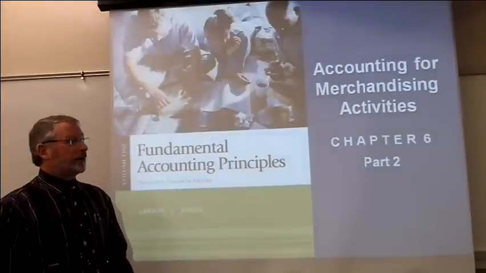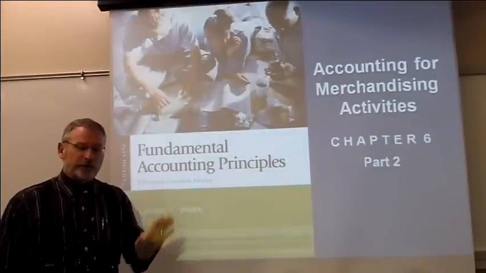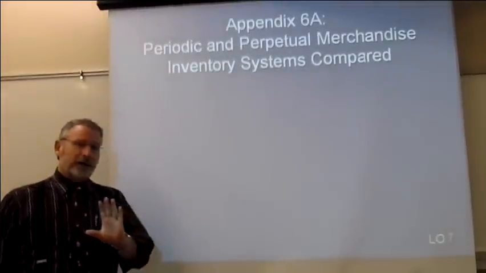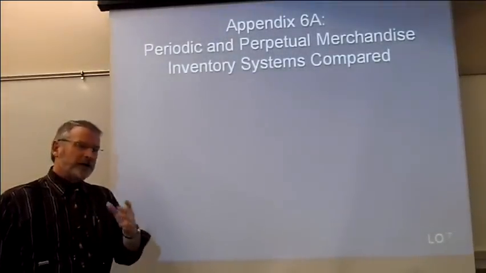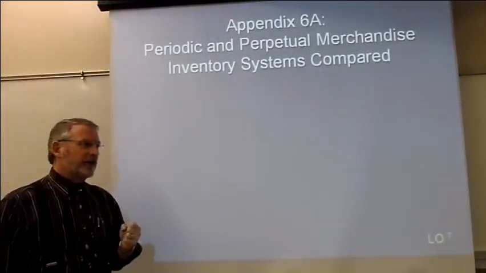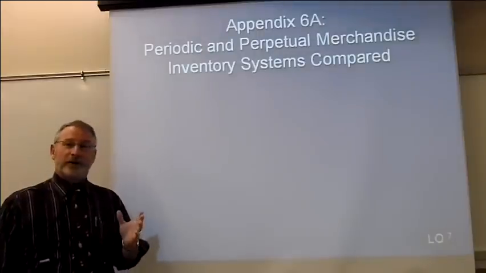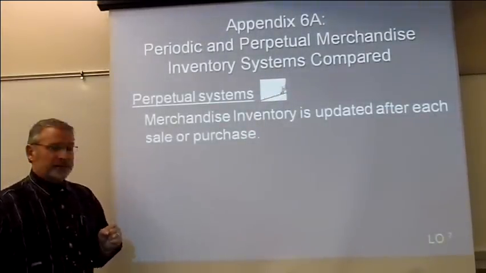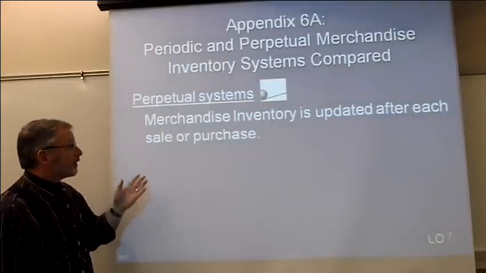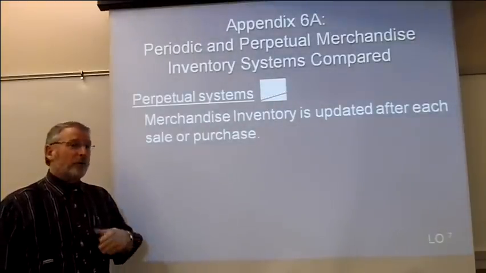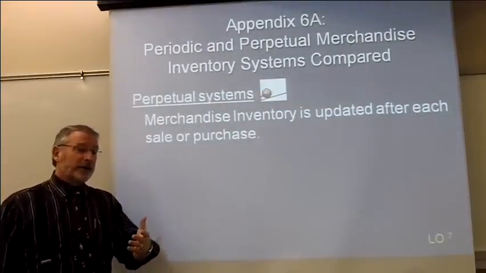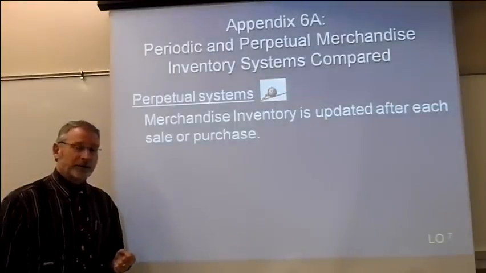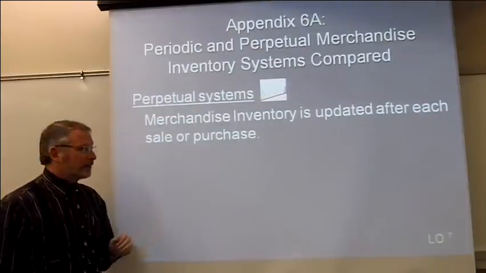In this video, we'll continue our discussion of accounting for merchandising activities. Previously, we've looked at the idea that there are two basic systems of accounting for merchandise inventory, a periodic and perpetual system. In a previous video, we looked at the accounting entries associated with a perpetual inventory system, where we perpetually update the inventory account and the cost of goods sold account, or continuously update them.